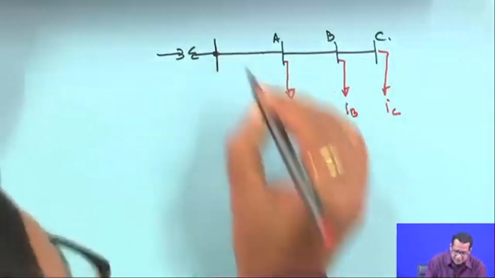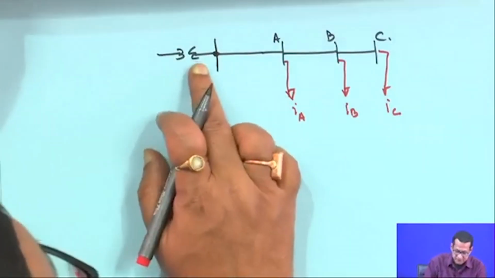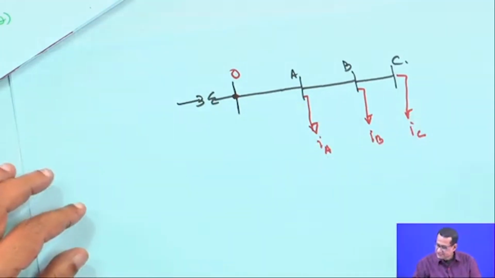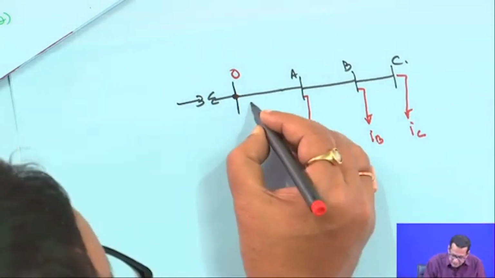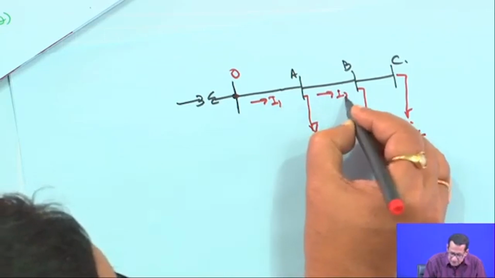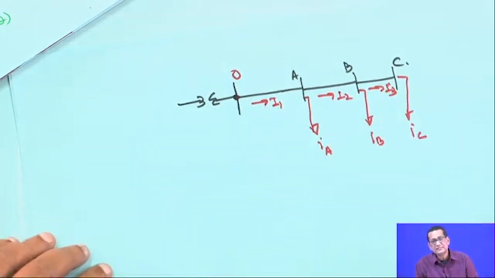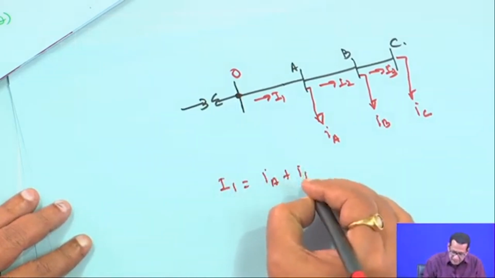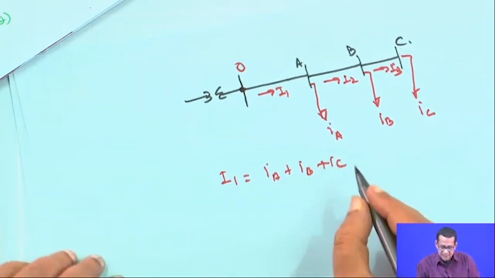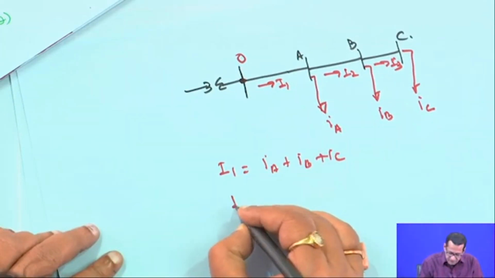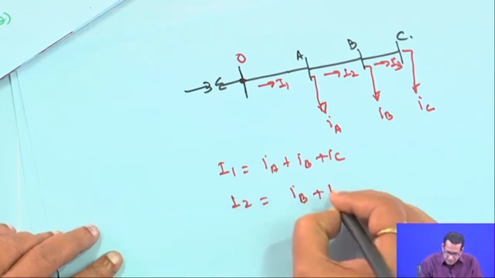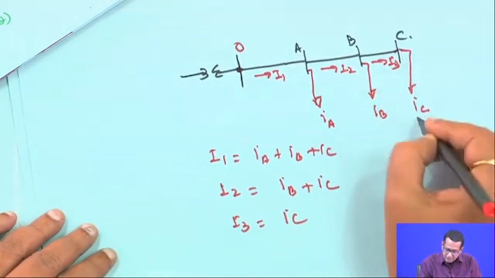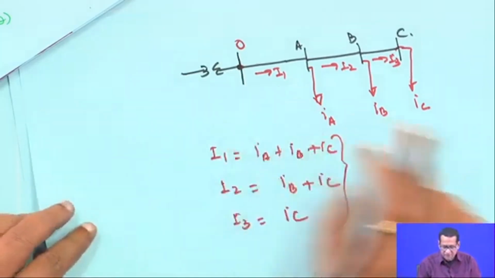And this is your substation, this node, and this is your distribution transformer. Say this node is O. Then what is the current flowing through this branch? Suppose this is your I 1, this is I 2 and this is I 3. There are 3 branches. That means I 1 is equal to I A plus I B plus I C. Similarly, I 2 is equal to I B plus I C and I 3 is equal to I C, the same current going to the load. So I 1, I 2, everything you know.